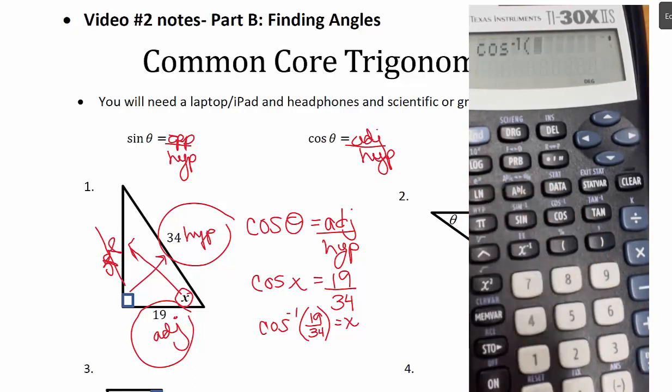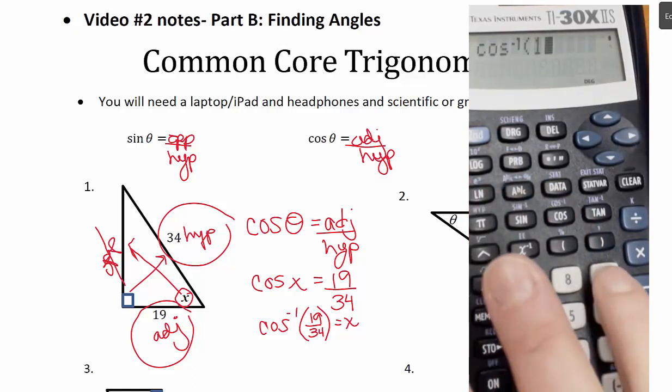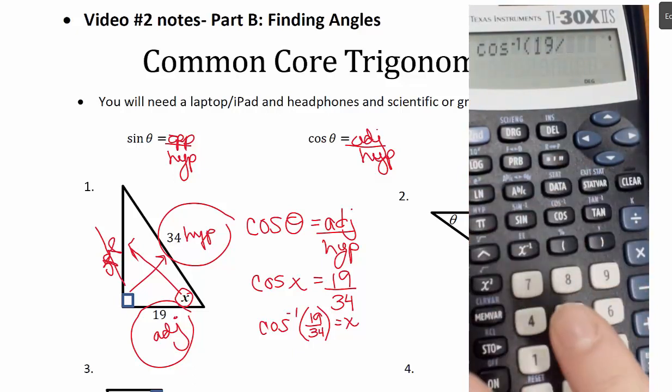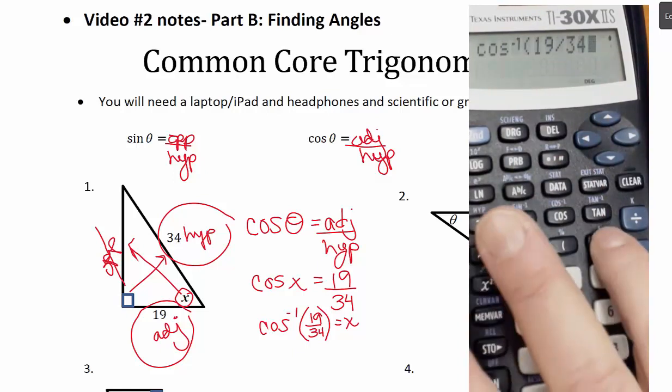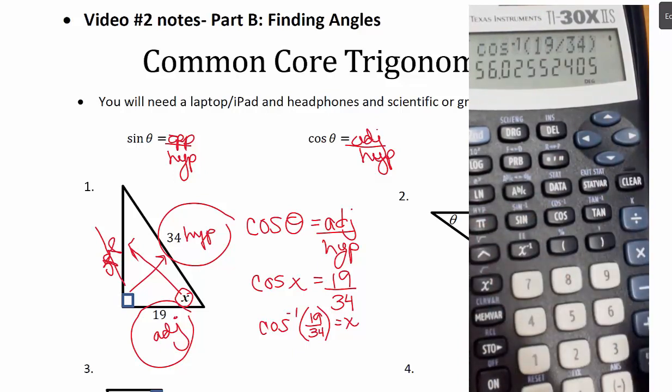On a graphing calculator, you'll need to press mode. And when you press mode, you want to make sure that degree is highlighted, not radian. And if you press enter, we should be getting around 56 degrees for our X value, which means that angle is 56 degrees right here.